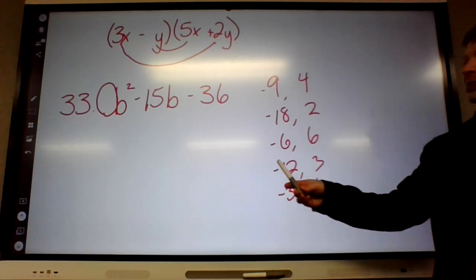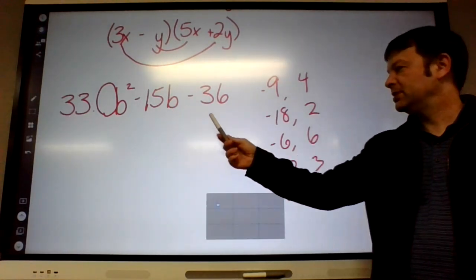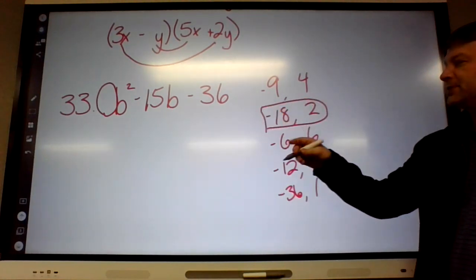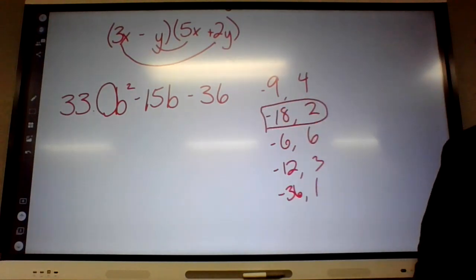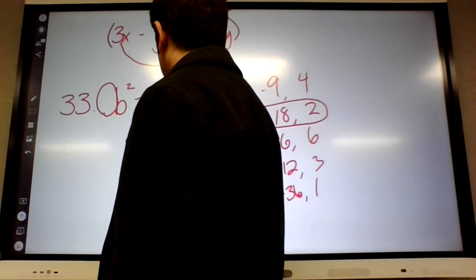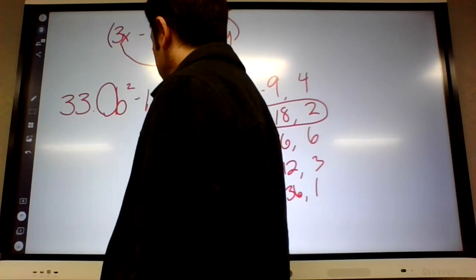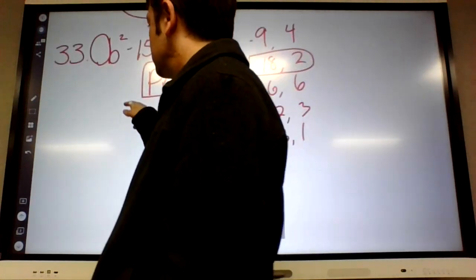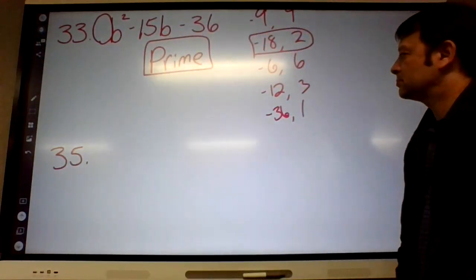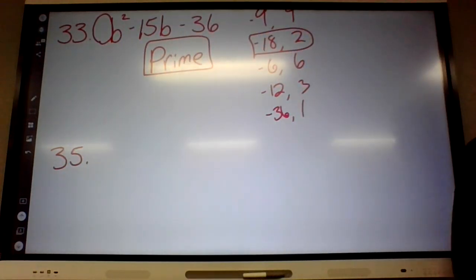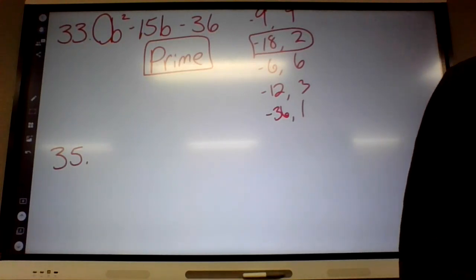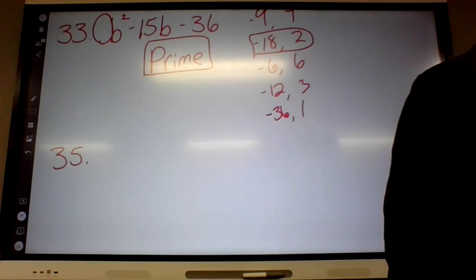Do any of these add up to negative 15? This one's really close, but negative 18 plus 2 is negative 16. So it's close, but the answer is no. This is the other prime. Next, 35.